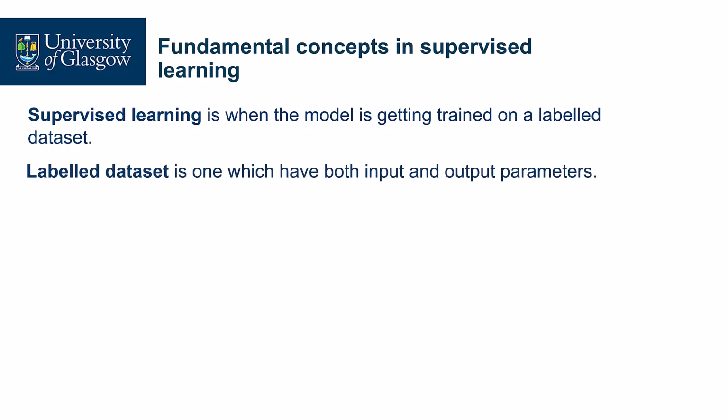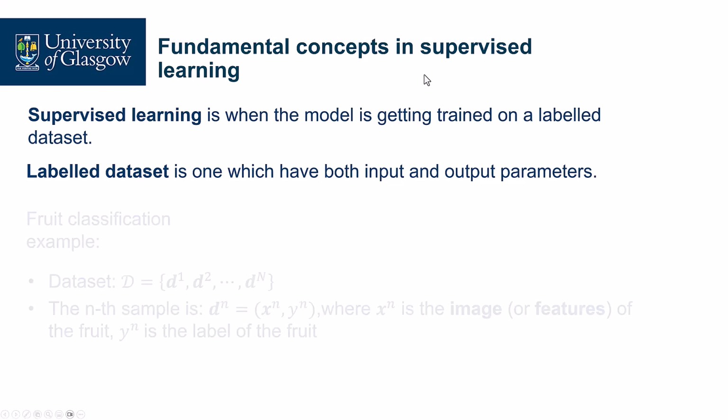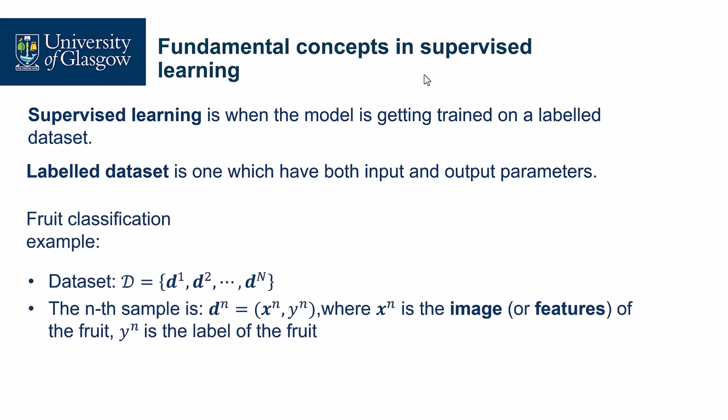Let's use a fruit classification or recognition example to explain it. So the data set, we can see D1, D2 to Dn, each one is a sample. And for each sample, Dn equals (xn, yn). So xn is what? The feature input. And yn is what? The label, which is the output. Then xn is the image or features of the fruit, the feature vector, and yn is the label or output of the fruit. So this is supervised learning.